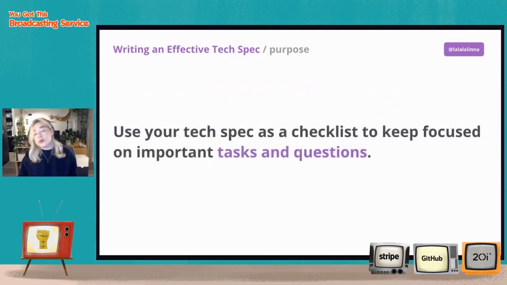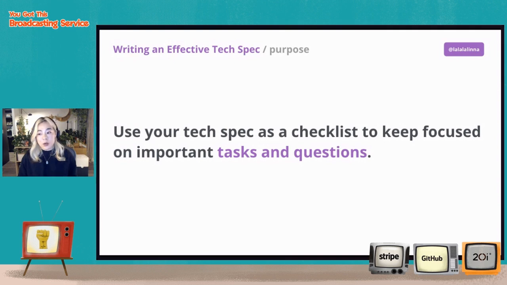You can also use your tech spec as a checklist to keep focused on important tasks and questions as well. So for me personally, whenever I get really overwhelmed with all the things that I need to consider, all the things that I'm thinking about, I come back to my tech spec and I try to organize my thoughts somewhere in the doc and to figure out what my next actionable steps are. And that keeps me a lot more grounded. So hopefully I've made the case for writing a tech spec. I think most engineers would agree that it's a good idea.